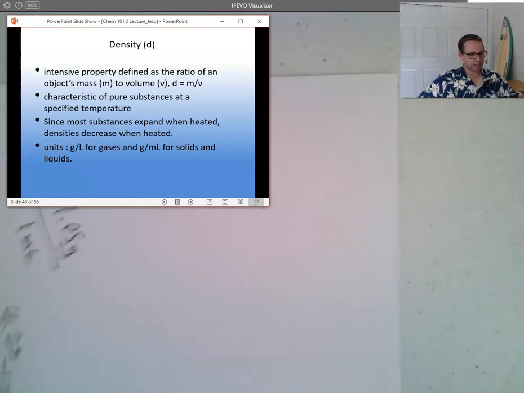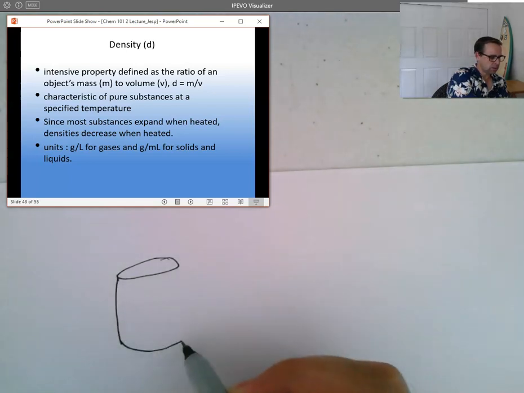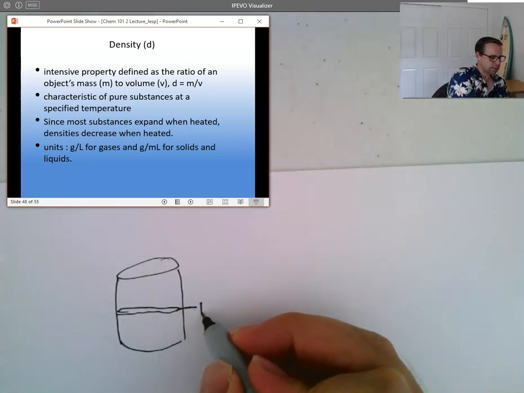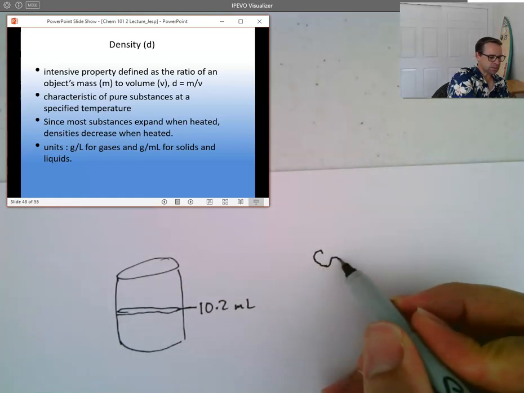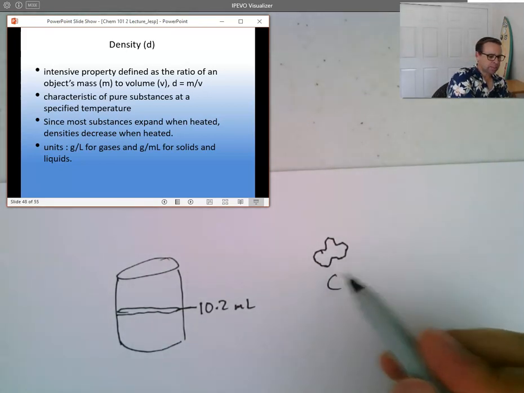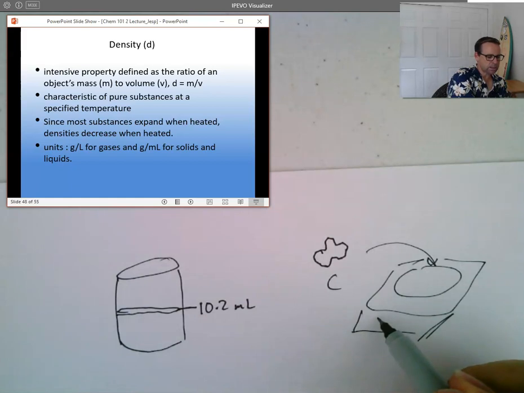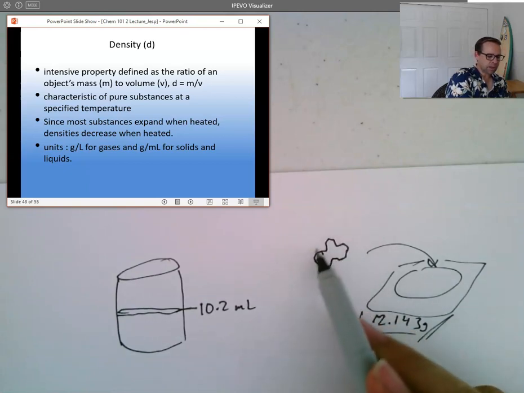Another way that you can calculate density is by, for example, if I have a container of water here, all right, and I know the volume of this water is 10.2 milliliters, and then I have this material. This is material C, let's say. I can put it on the scale and find out its mass. I can find that it weighs 12.143 grams. But it's hard to find the volume of that material, right?